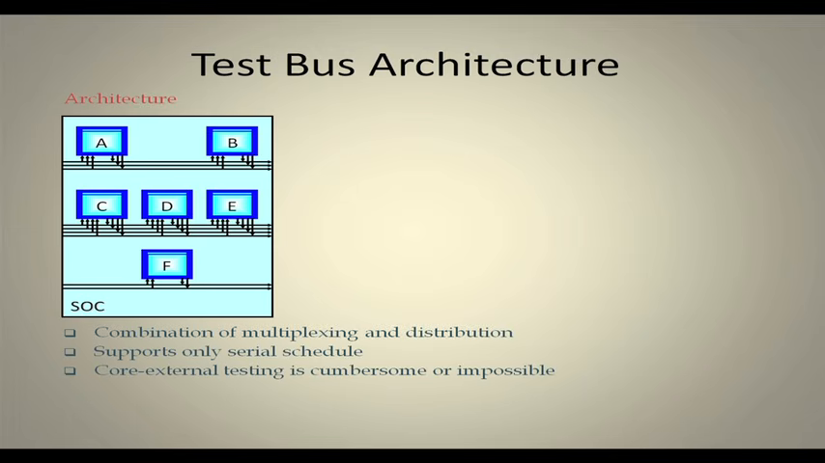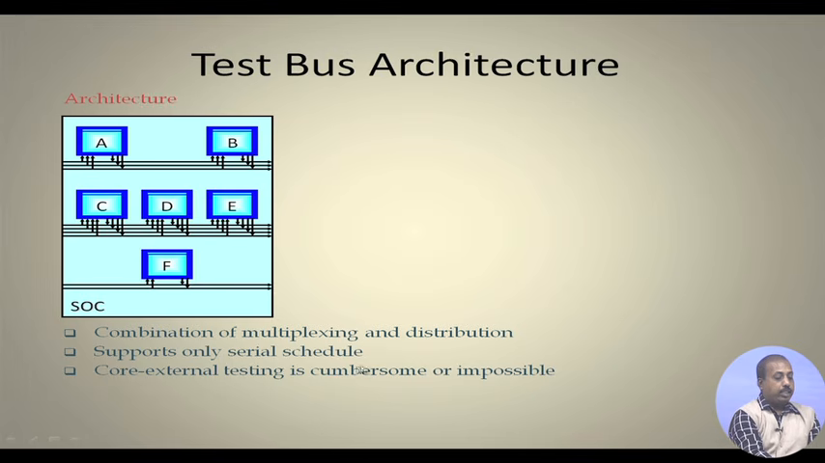So, it is a combination of multiplexing and distribution. We are distributing the original TAM width W of 9 into 3 buses, of width 3, 4 and 2. So, that is the distribution, and it is a multiplexing as well, because at one point of time only one core on a bus will be able to use that bus. So, it supports only serial schedule. Serial schedule means one after the other they are to be tested. So, A and B on the same bus can be tested serially only.